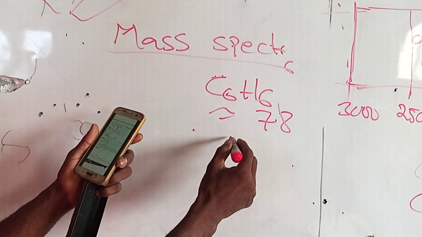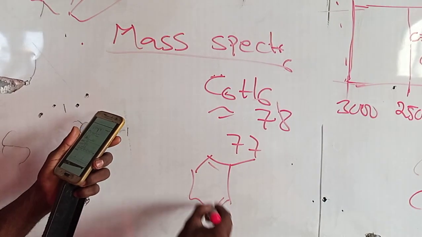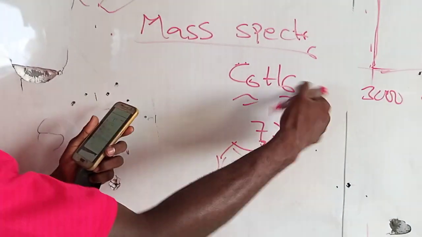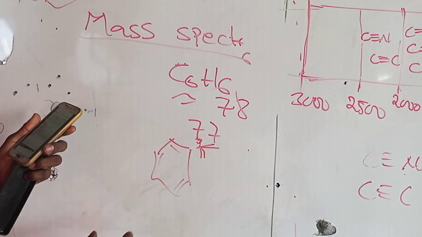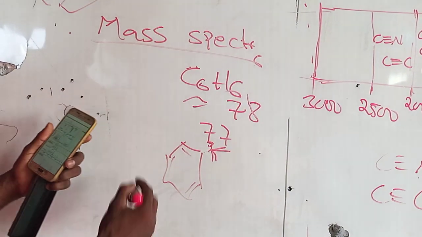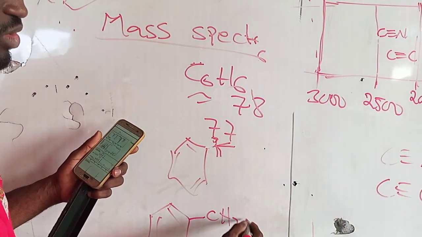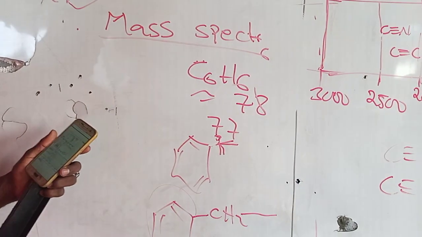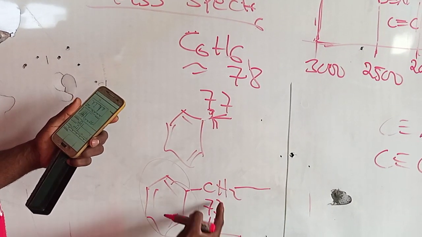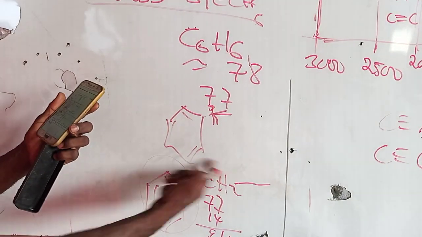Usually a fragment of 77 is a characteristic of benzene. A fragment of benzene. Why? Because one hydrogen has been broken off as a fragment, so one hydrogen is not there. That is why it's now 77. So anytime you find a fragment that is 77, just know that it is benzene. But when you have a fragment at 91, then that is benzyl, benzene with a CH2. Why? Because the whole of this is 77, so we have 77 plus 12 plus 2, that's 14. So a fragment at 91 is suggesting a benzyl.